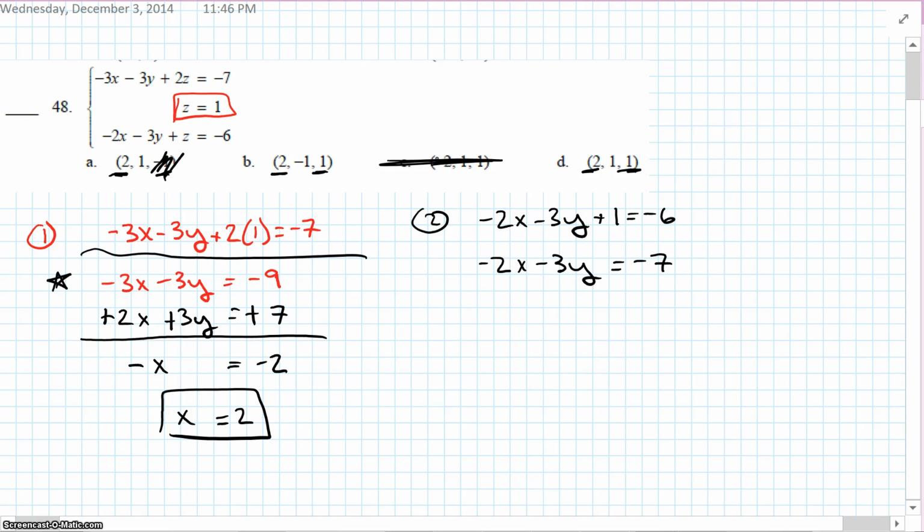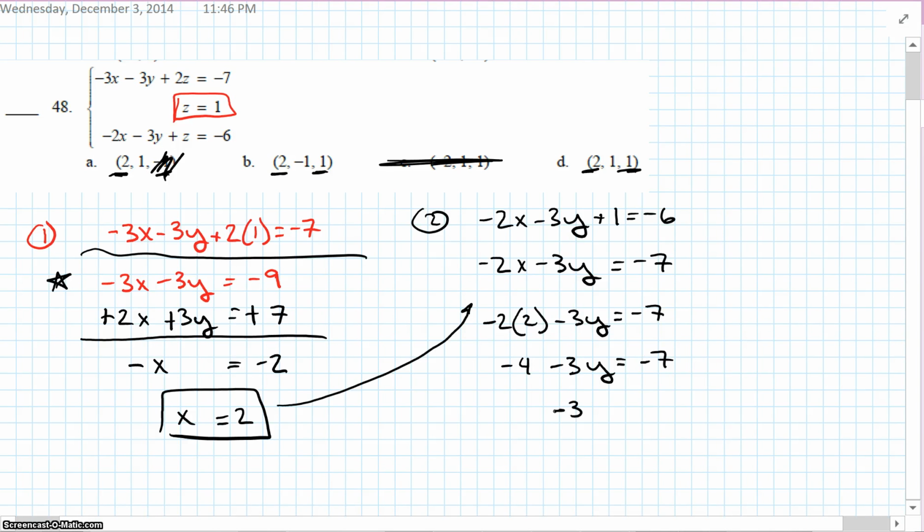So plug it back in to either equation. I'm going to plug it right over here since I've already got it set up. Negative 2 times 2 minus 3y equals negative 7. So negative 4 minus 3y equals negative 7. Add 4 to each side. Negative 3y equals negative 3. Divide each side by negative 3. y equals 1. So it should be 2, 1, 1. So the answer for 48 should be D. And then you can go back and check your work.